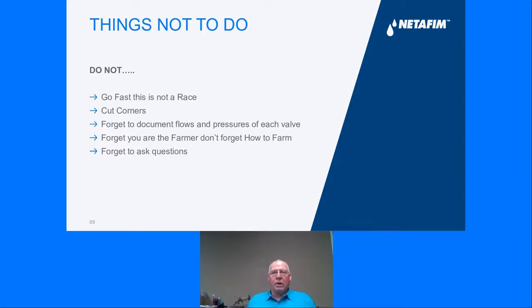Don't cut corners. We're going to look at the economic side of it, but we're also going to make sure that the integrity of that system, the design of that system, is in place. And if you start cutting corners thinking you're going to save a little bit of money, a lot of times you can cut some corners that actually cost you money in the long run.